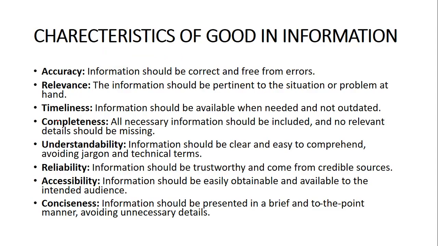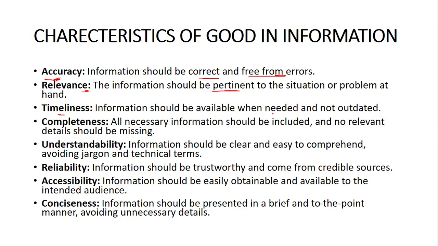Okay, so when we're looking at financial accounting, these are the same characteristics of good information that we're looking at now. So remember, there's accuracy, which simply speaks to correct and error-free information. Relevance: information is supposed to be pertinent to the situation or problem at hand. So if someone needs information about distance, you can't give them information about the weight of an item. It doesn't make sense. So relevance is information being pertinent.